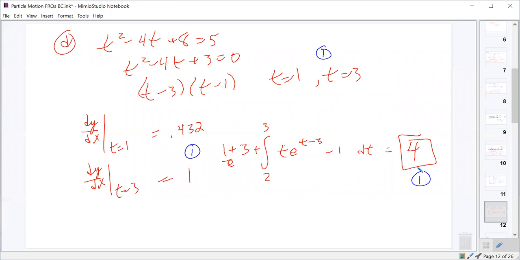Any questions there on part D or any of that in general?